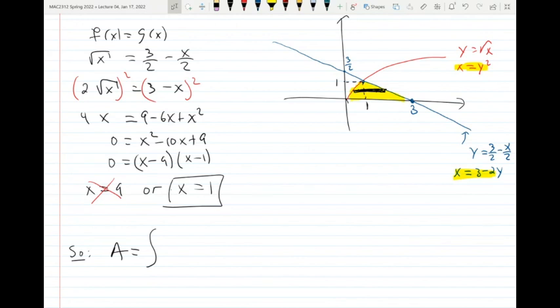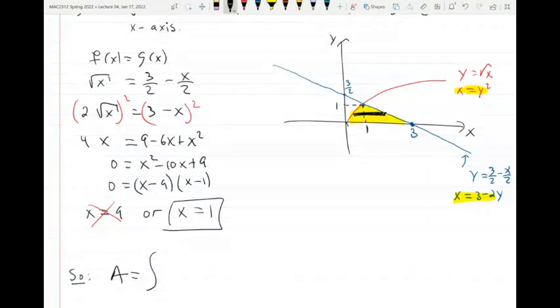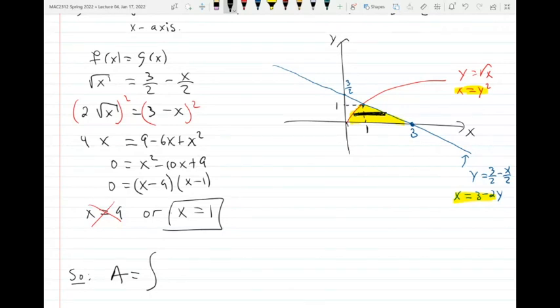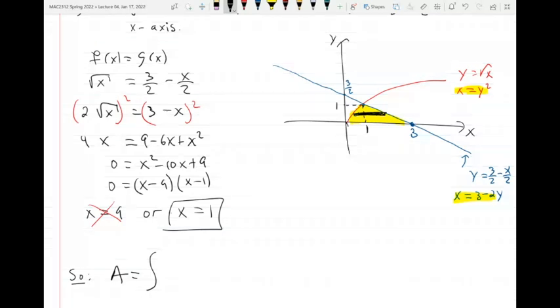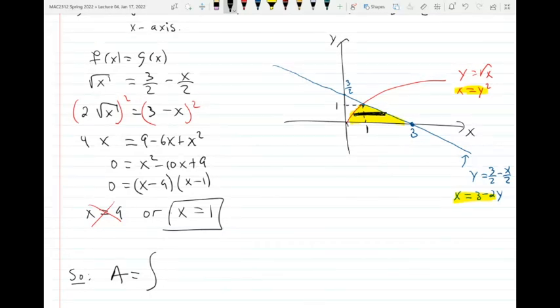Look at the region. You have to focus on the y-axis. Look at the y-axis. From where to where? From 0 to 1. The top is y equals 1, right? And the bottom is y equals 0. So that will be the integral from 0 to 1.